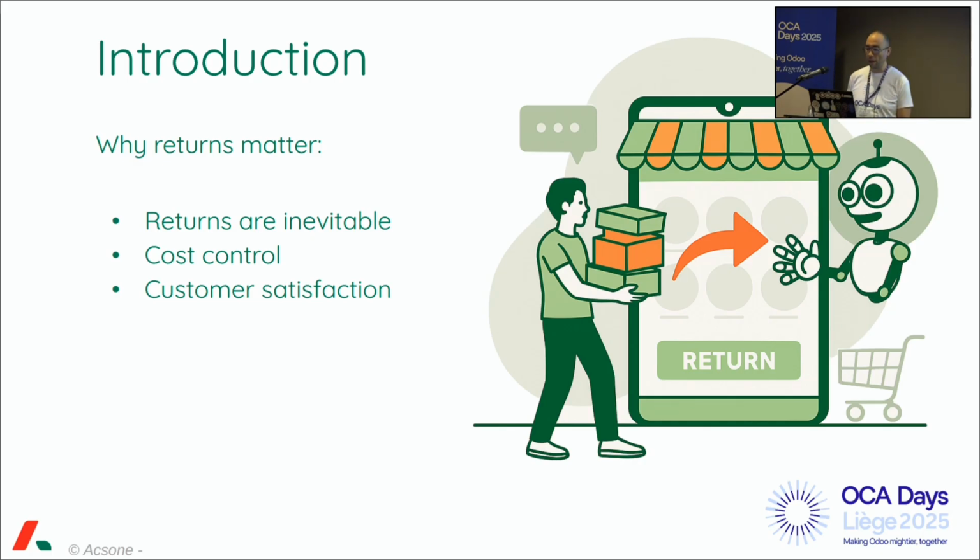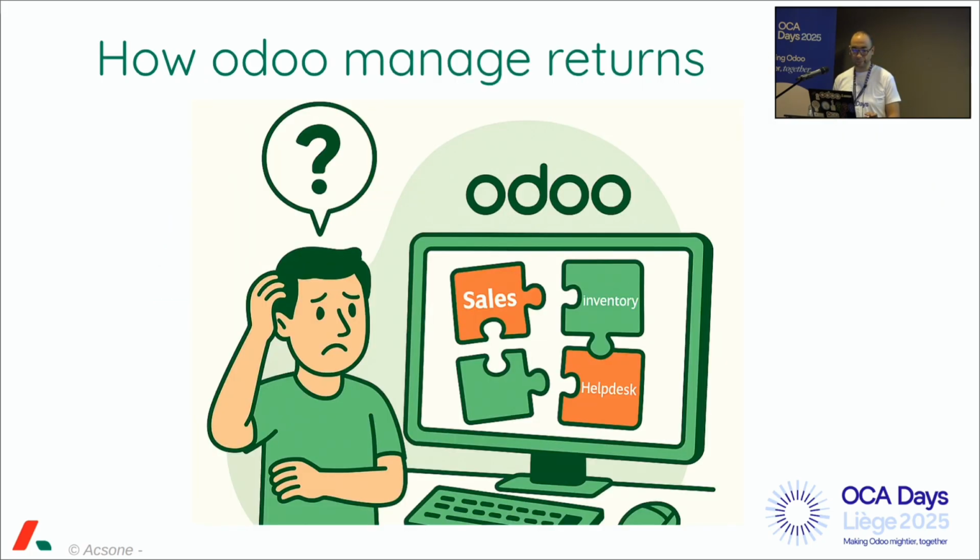If we don't manage them well, costs can rise quickly, and worse, we risk losing customers over a bad return experience. That's why your ERP must handle this essential part of your business, giving you real-time data and insights to better support your customers. So before introducing the OCA way of managing returns, it's fair to ask how Odoo manages returns. Well, in my opinion, it doesn't.